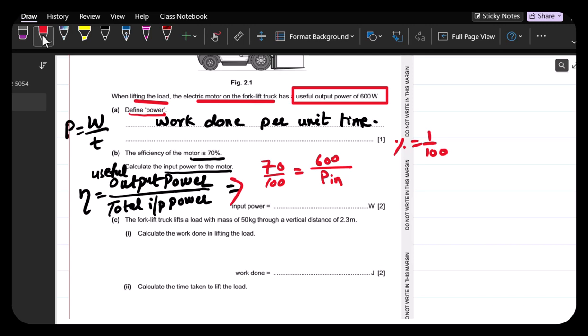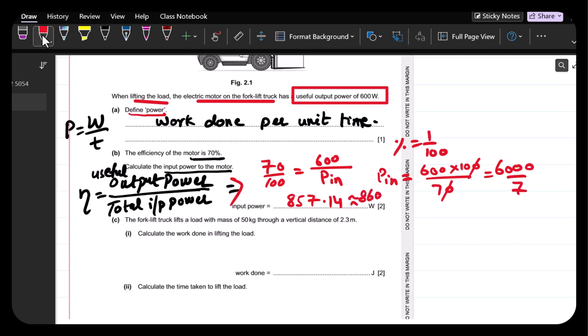So we have to do some manipulation. P in is equal to 600 multiplied by 100 divided by 70. So this 0 cancels with this, and I am left with 6,000 divided by 7. Let's calculate 6,000 divided by 7. It is 857.14 watt. I hope this is clear. You can round this value to 860 as well.